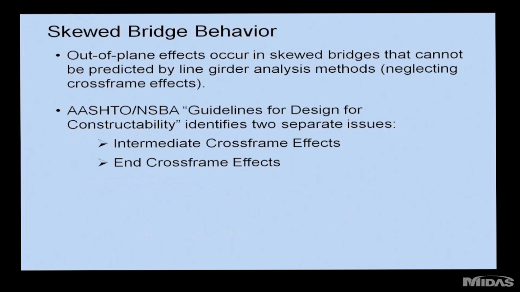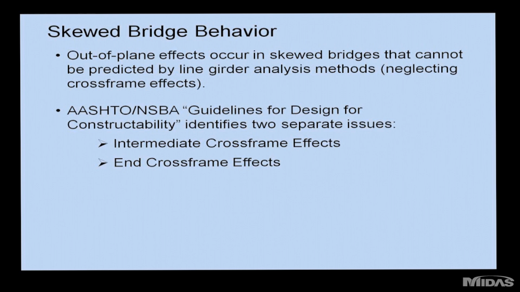The first bullet here is a basic statement about skewed bridges: introducing skew into a structure produces effects that can't be predicted using line girder analysis. What I mean by line girder analysis is looking at a single girder at a time without considering the effects of the cross frames. With a straight, non-skewed bridge, you can generally look at a single girder line and get a pretty accurate picture of how the bridge is going to behave.